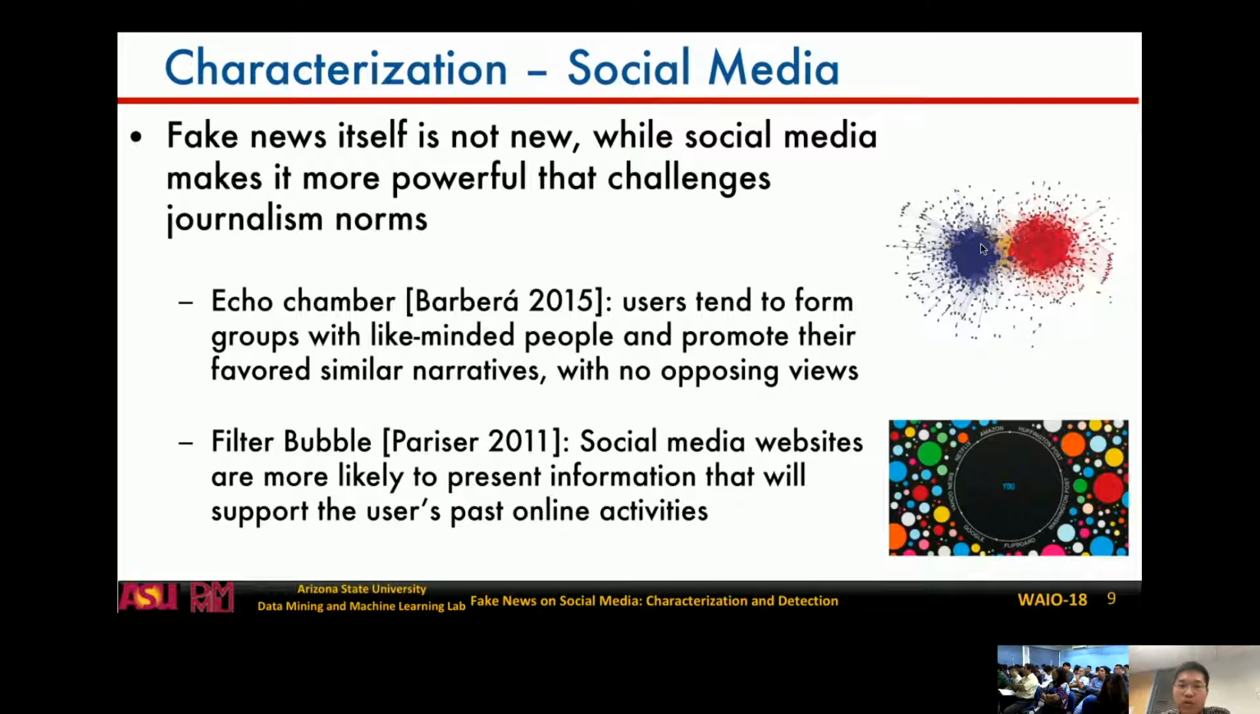Another phenomenon is called the filter bubble, which is mainly caused by these social media sites. For example, if you go to Facebook or Twitter, they may recommend a list of information or newsfeed to your homepage. This information is actually filtered by these social media sites. They try to recommend information that meets your own interests, but another issue is that you cannot receive conflicting information from this newsfeed, so your information is isolated. It's like a bubble, separated from other information as well. So these are the unique characteristics of social media that make fake news a big and challenging issue.